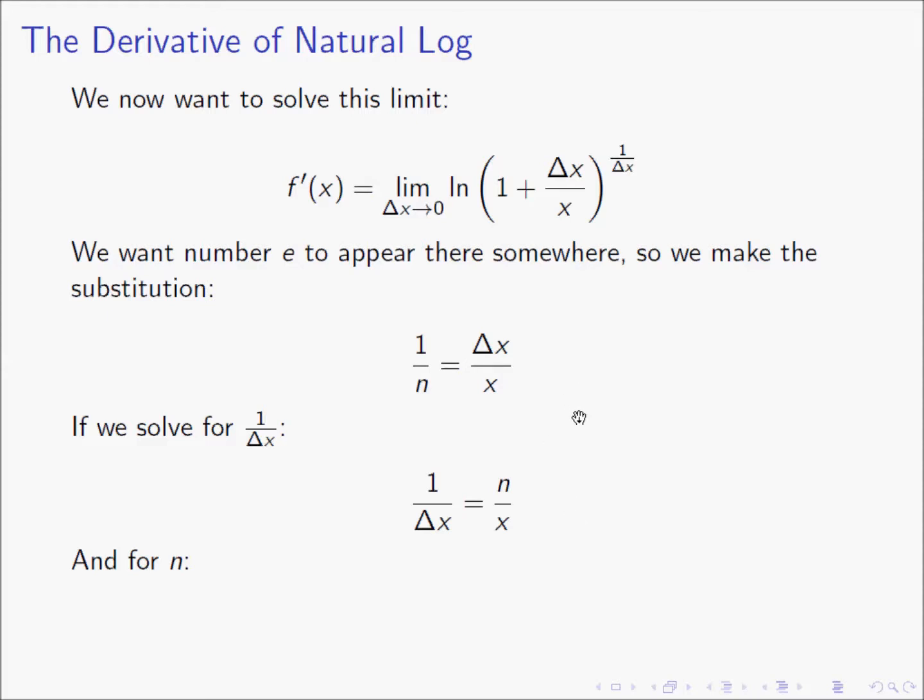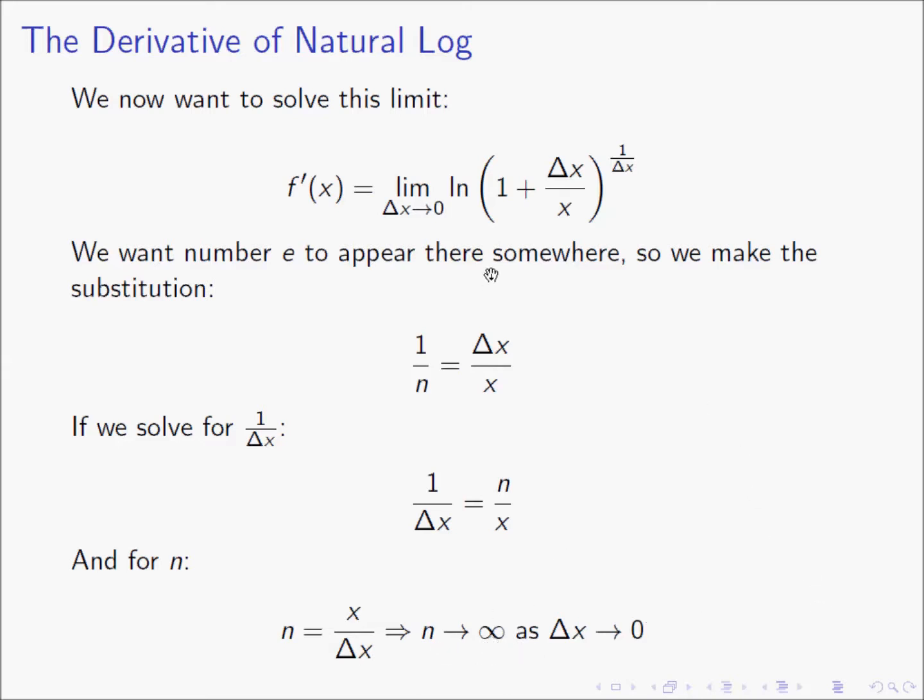And we also need to solve for n, and if we solve for n we get that this is x over delta x. So here we have a limit as delta x approaches 0, but we need to have a limit in terms of the variable n. So what does n approach as delta x approaches 0? Well, delta x is in the denominator, and x is a constant here, so as delta x approaches 0, n will approach infinity.